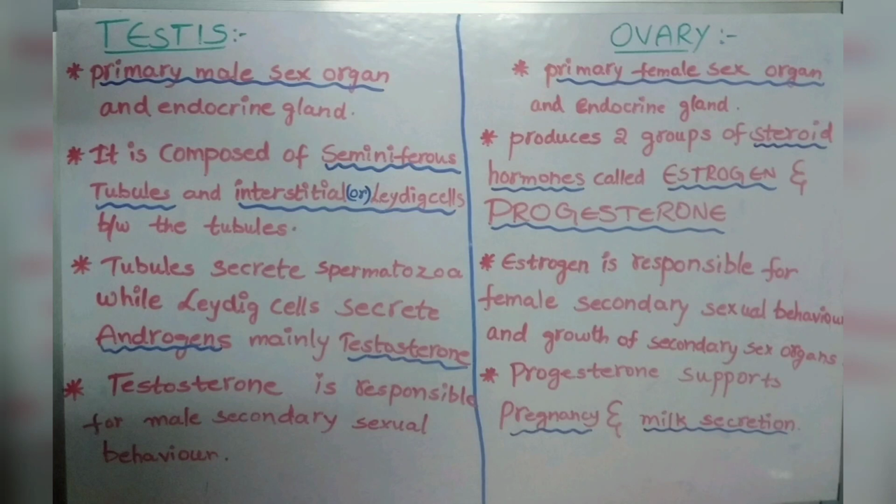The next is the ovary. The ovary acts as the female sex organ and also an endocrine gland. It produces two groups of steroid hormones called estrogen and progesterone. Estrogen is responsible for female secondary sexual behavior and the growth of the secondary sexual organs, and progesterone supports pregnancy and milk secretion.